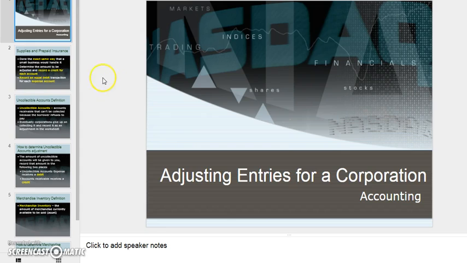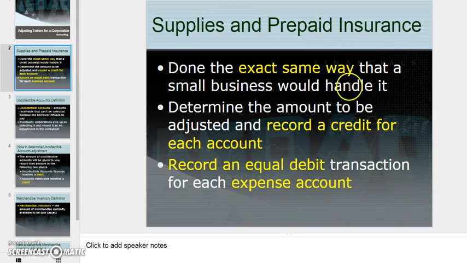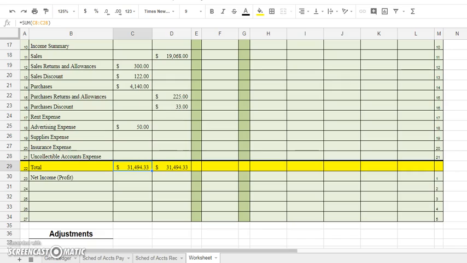this adjusting entries for a corporation document. So here's how to do supplies and prepaid insurance, and it says that it is done the exact same way that we did for a small business in first semester. But in case you don't remember, I did spell that out. So let's figure that one out first.